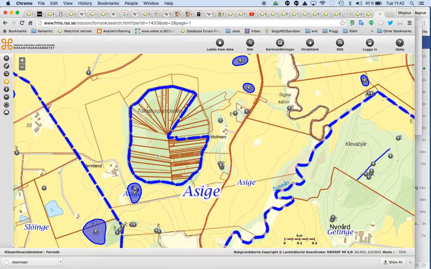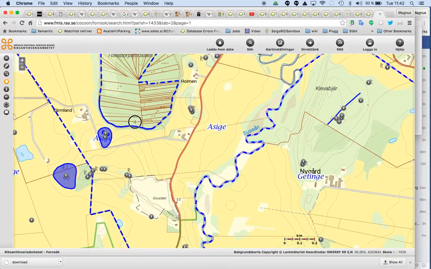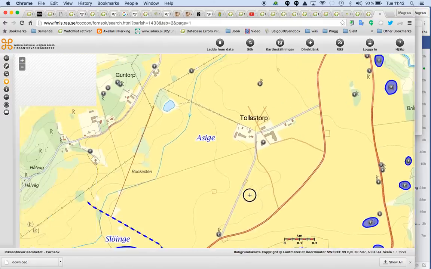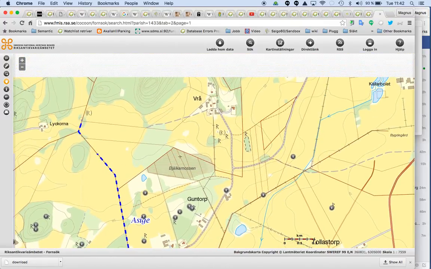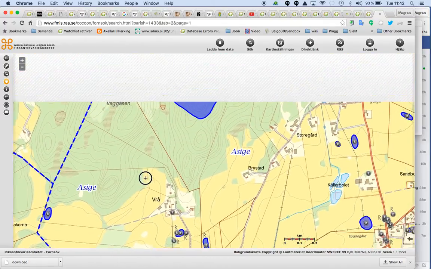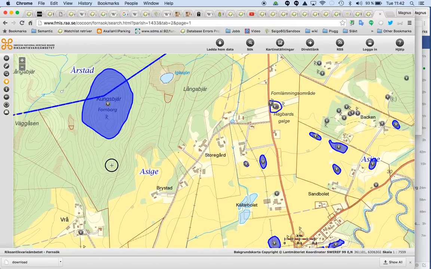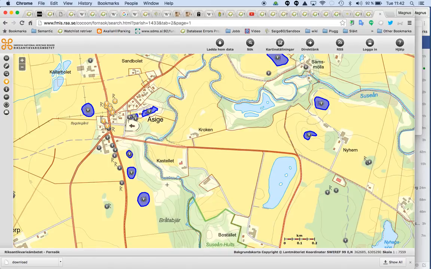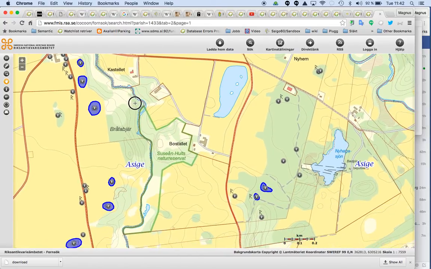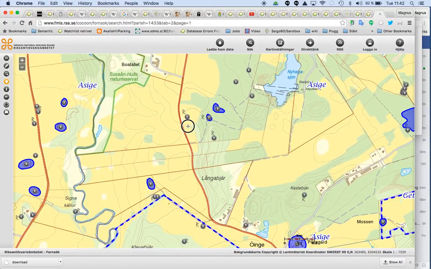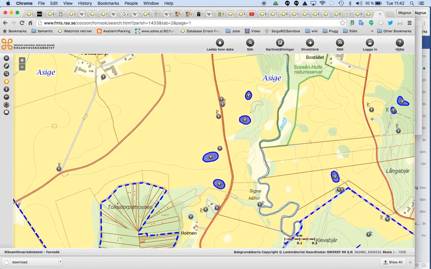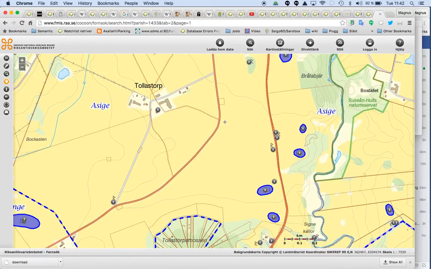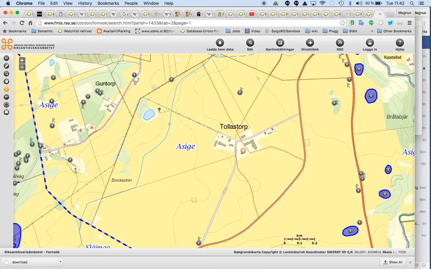Tollarpstorp. Holmen. And I think this is a really small area, you see. Asige, Brysad, Storegård. Maybe we should search. What do I do? I take the information and we ask them what do they have here.